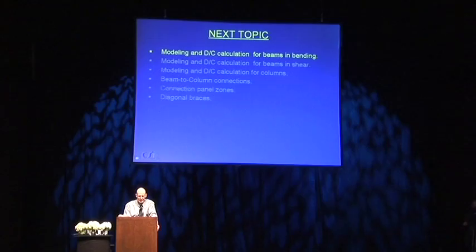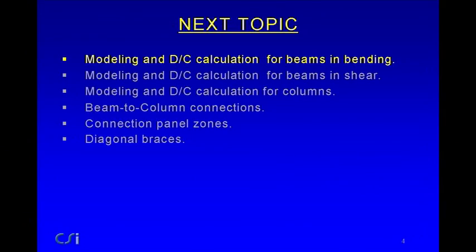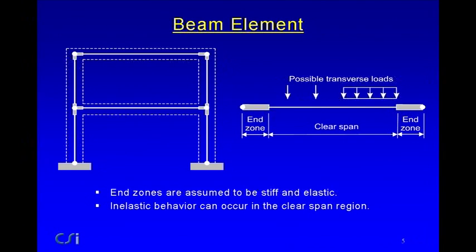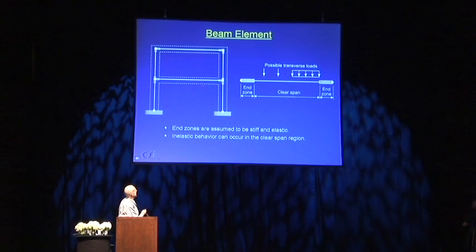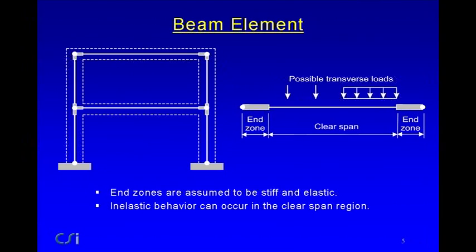So let's look at modeling and demand capacity calculation for beams and bending. We're talking here about a beam in a frame. It's typically going to have some stiff end zone within the column width, and then some clear span distance, and there may be some transverse loads. In Perform, the end zones are assumed to be stiff and elastic. They're not rigid in Perform, they're just stiff, and you can control the stiffness if you want. And any inelastic behavior is going to occur in the clear span region. So really it's the clear span region that we're interested in modeling.